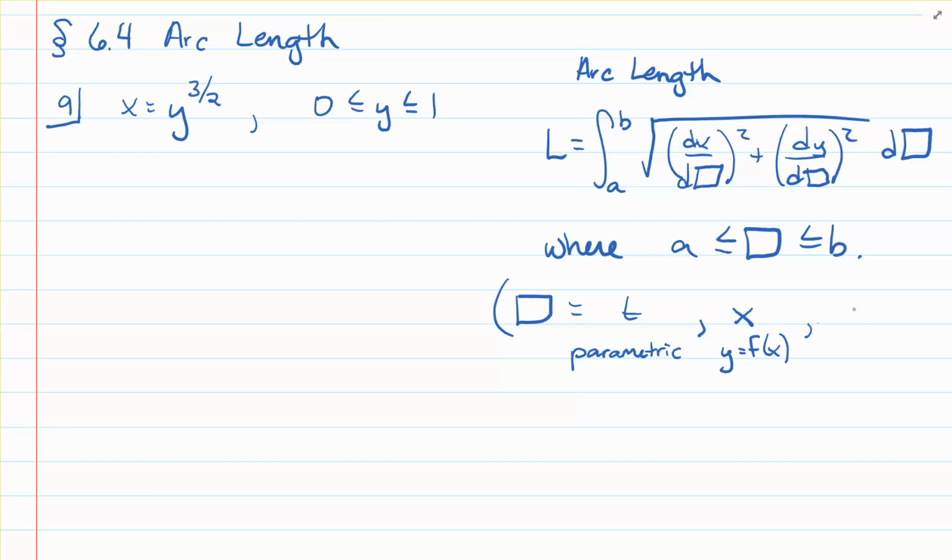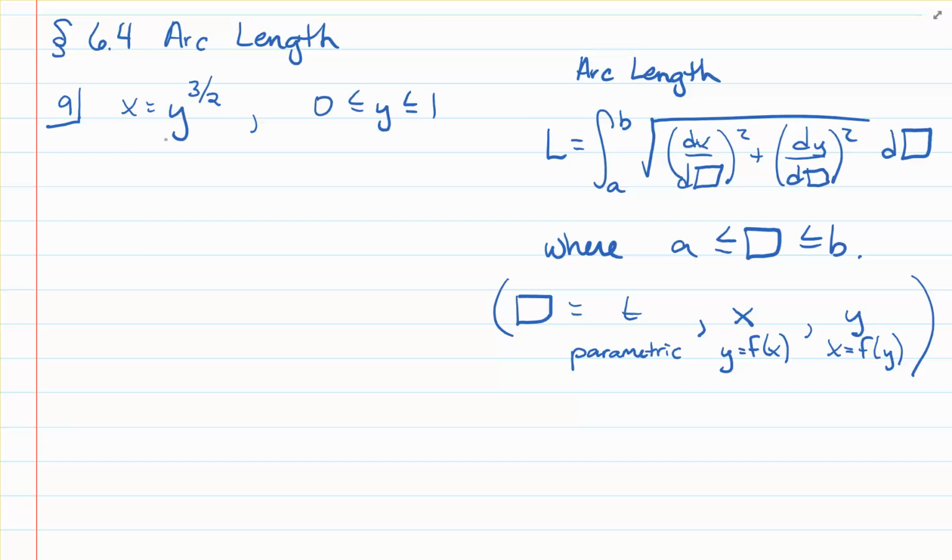And then the last thing that might happen is if this is a y, that happens when you're given a function x equals a function of y, and then we have dx dy, which looks a little weird, but it can happen, squared. dy dy is 1, that's squared, so we have a plus 1 under our square root, and we're integrating with respect to y.